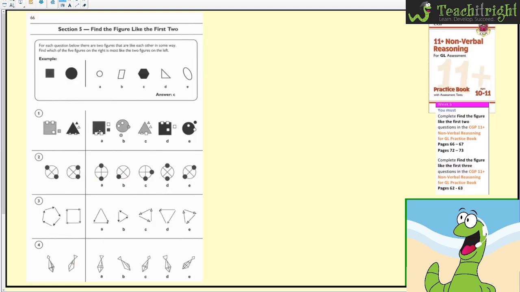So to start with, we're looking at page 66. This is section 5 of one of the tests. Make sure you're on the right page. And we'll use the example, just a quick warm-up. We won't do the example every time because it doesn't change, but it's nice to just see.